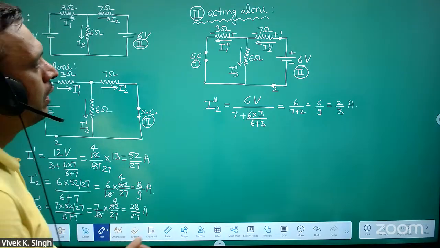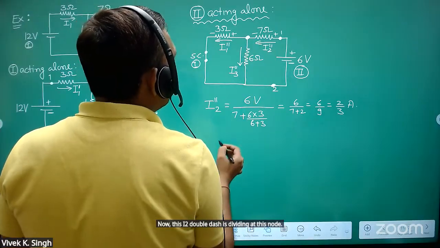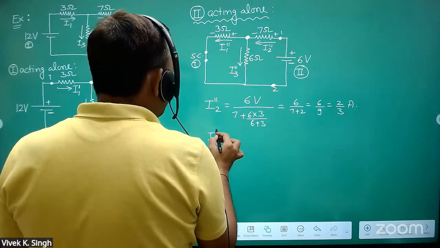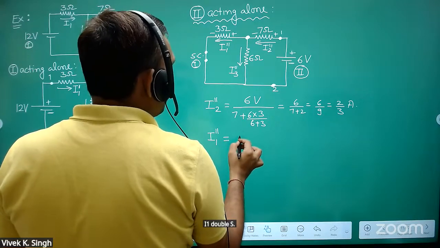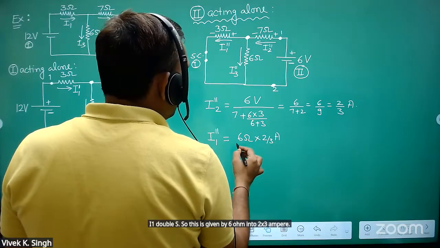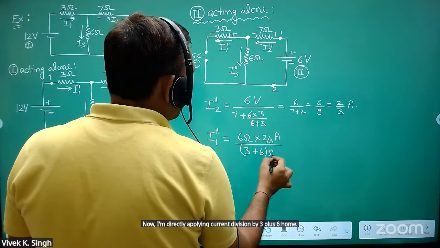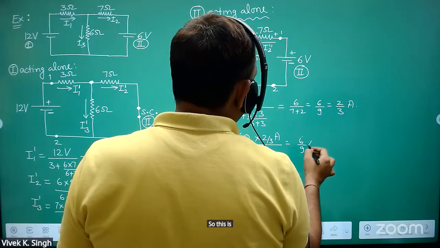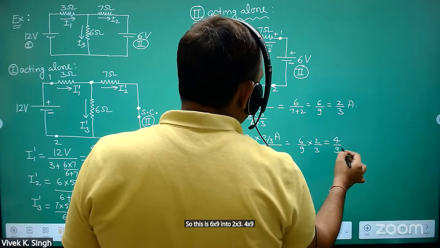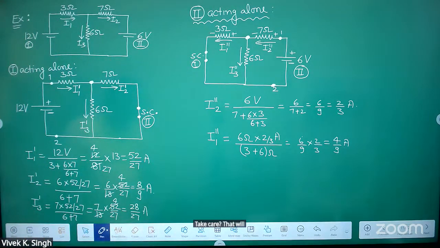Yes, sir. Now this I2 double dash is dividing at this node. So what is I1 double dash? This is given by 6 ohm into 2 by 3 ampere. Now I am directly applying current division by 3 plus 6 ohm. So this is 6 by 9 into 2 by 3, 4 by 9 ampere. ठीक है? That will be 4 by 9.